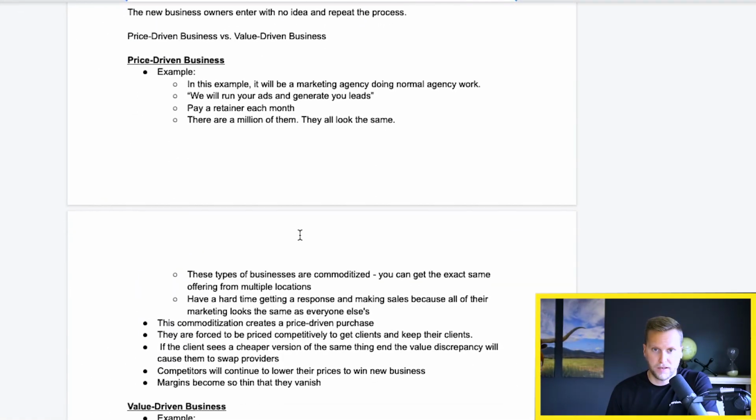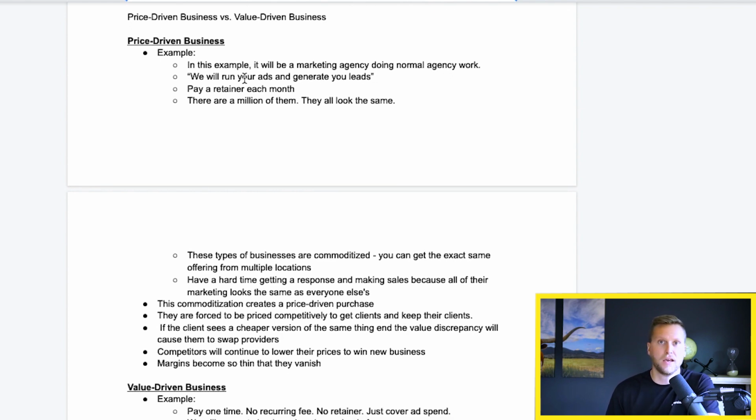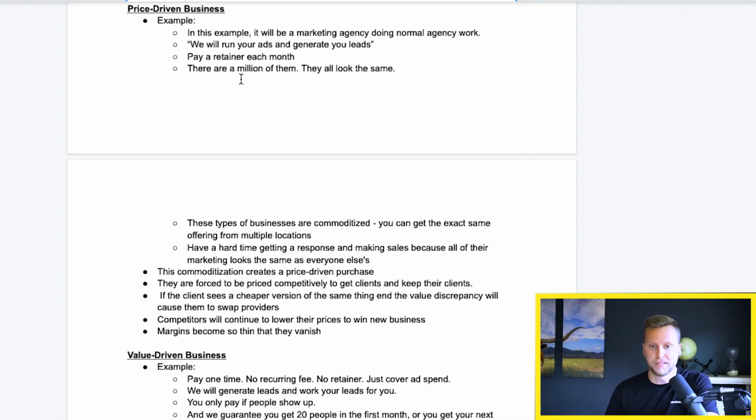Now, if you see this PDF here, I talk about price-driven businesses. And this example would be like, hey, we run Facebook ads, we generate the leads, we pay for a retainer each month. You're just like any other Facebook ad business. They are commoditized and it is a price-driven purchase.